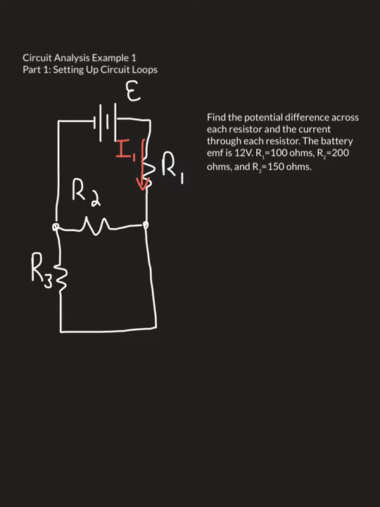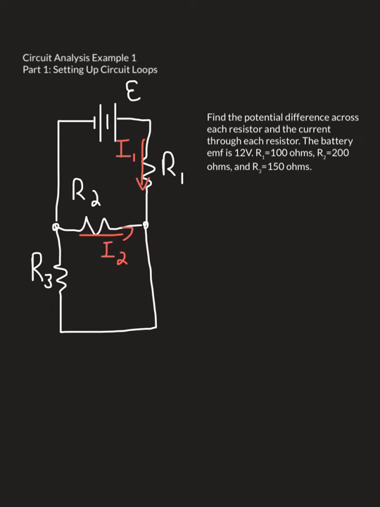Oftentimes, beginners get a little worried about the direction of the current. I'd like to show you that it doesn't matter. So I'm going to mark the current through R2 in this direction, even though I know it actually goes the other way. It's not a problem if you mark it going the wrong direction. When we solve the equations, the current I2 will show up with a negative sign. The negative sign just indicates that the direction is reversed from the way we set it up.